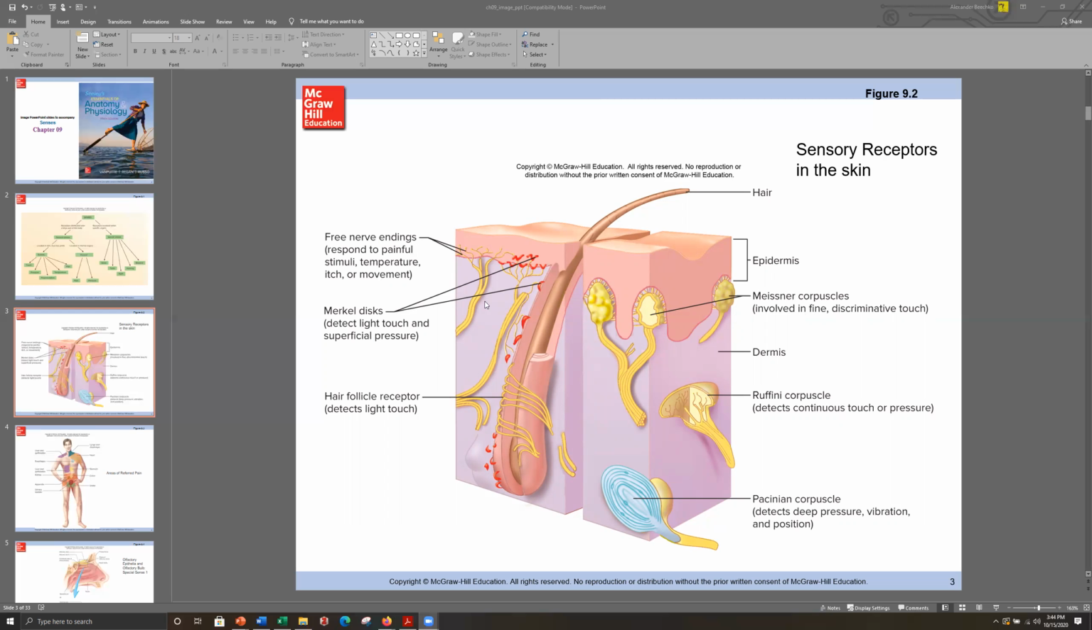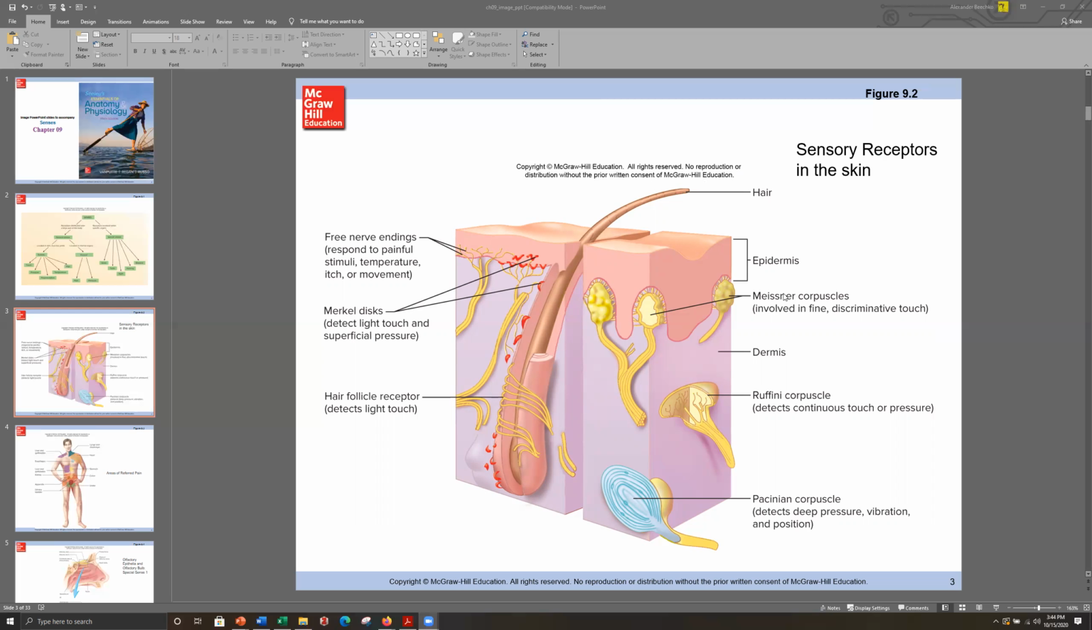We have Merkel discs that are present at some of the ends of these free nerve endings, which detect light touch and some very superficial pressure sensations. We have hair follicle receptors that are present down here, which detect very, very light touch. So if something grazes or brushes against our hair, the hair follicle receptors are the ones that pick that up.